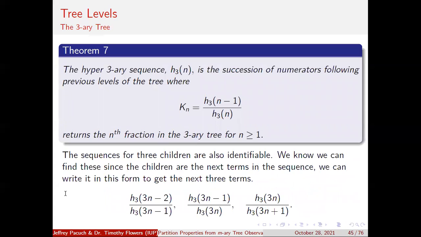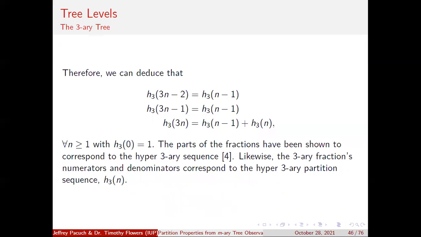So let's look at one more thing about the 3-ary tree. We can define the nth term in the sequence by looking at the hyper 3-ary partitions. It is claimed that the hyper 3-ary partitions of n-1 divided by the number of hyper 3-ary partitions of n will return the nth fraction in the 3-ary tree. We can also make a note at the bottom of the page that we can find the next children, because if we look at multiples of one another and subtract by 1 or 2 terms, we can get the next terms in the sequence. And we can actually prove these true.